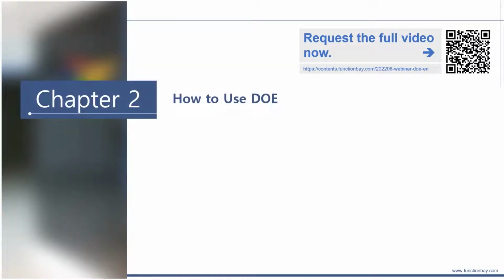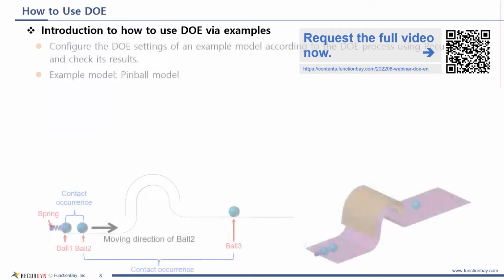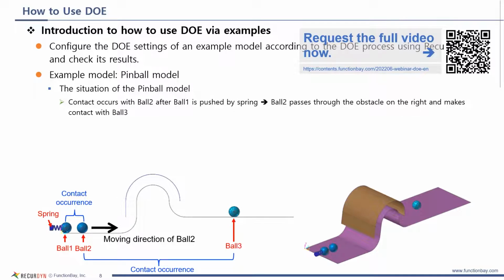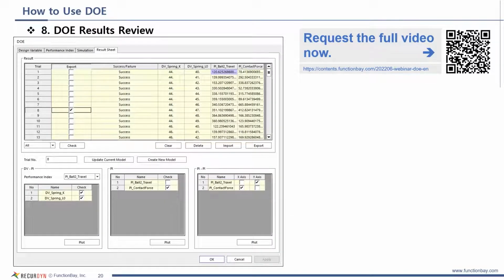In this chapter, let me introduce you to the basics of how to use DOE. The example model is a pinball model, as you can see here. To briefly explain the model's situation, ball 1 is pushed by a spring. After ball 1 makes contact with ball 2, it passes through the obstacle on the right and makes contact with ball 3. You can check the analysis results through the result sheet in the DOE dialog box.